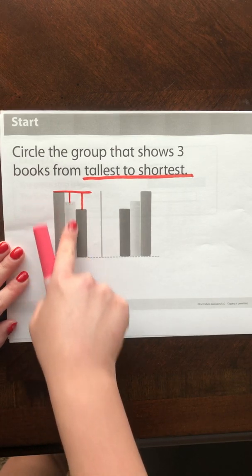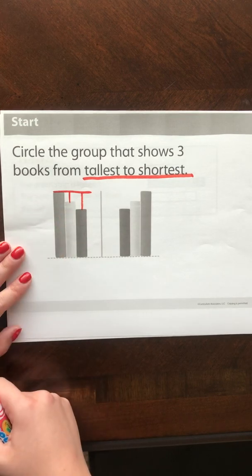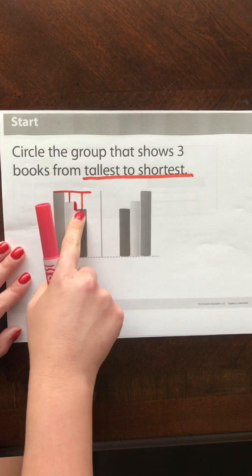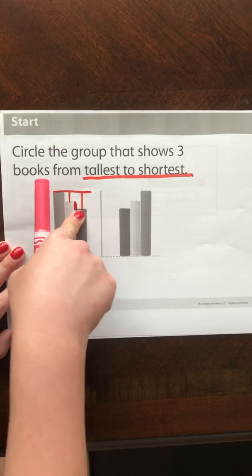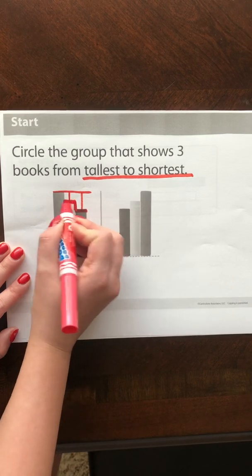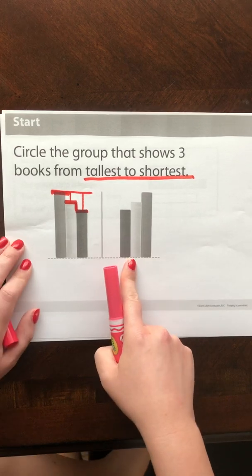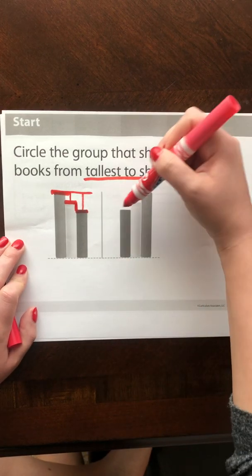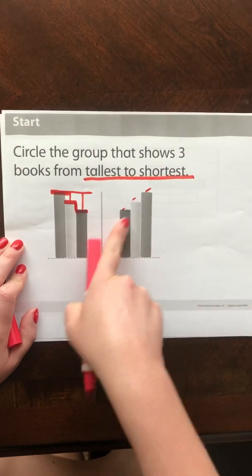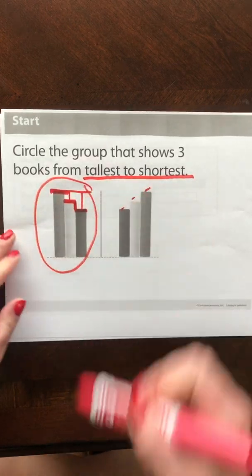Is this book in the middle the medium length? Yes, because look at this length here that the smallest book is missing. We know this book is the shortest, this book is medium, and this book is the tallest. When looking at this second group of books, it goes from shortest to tallest, or smallest to biggest, but we need tallest to shortest. So this is the group that we need to circle.